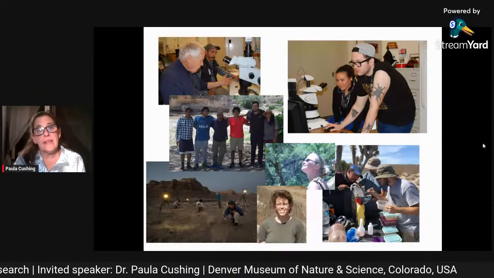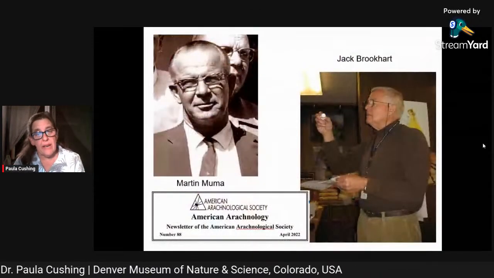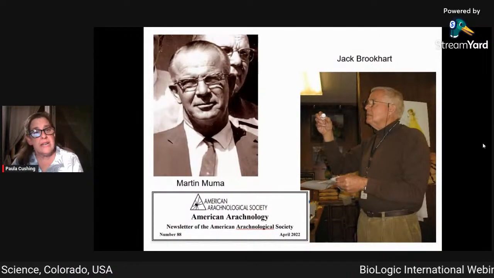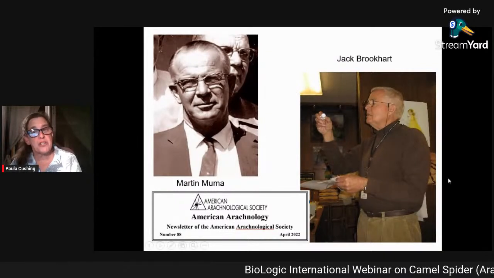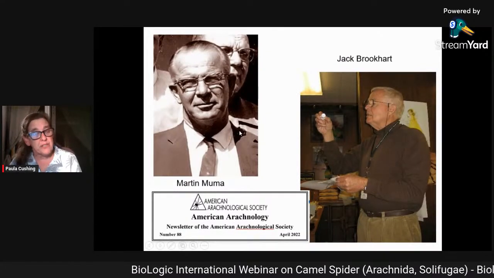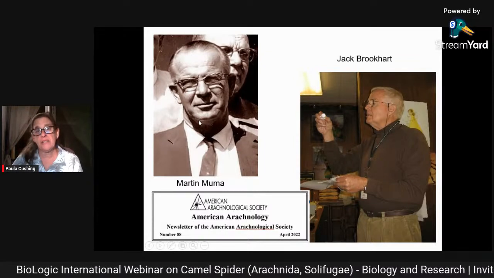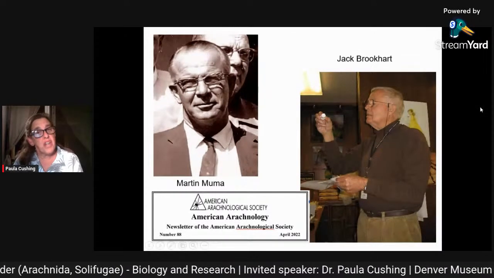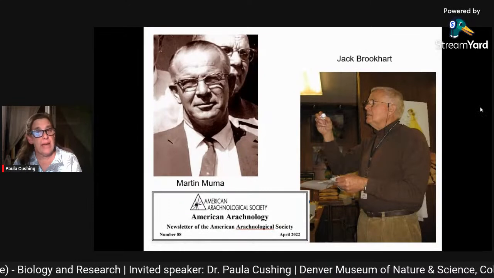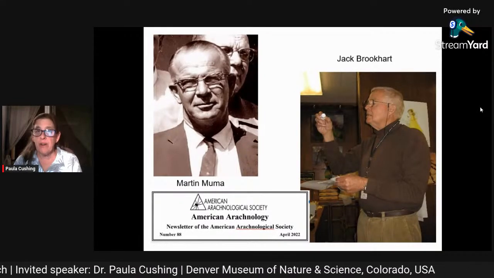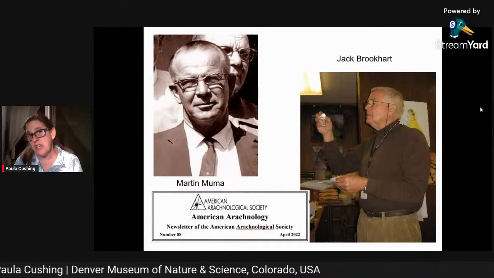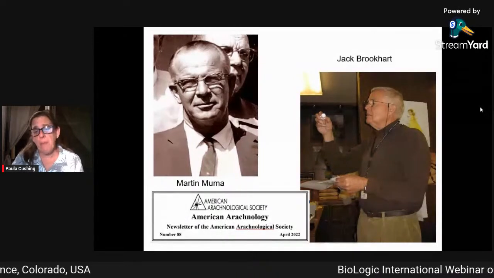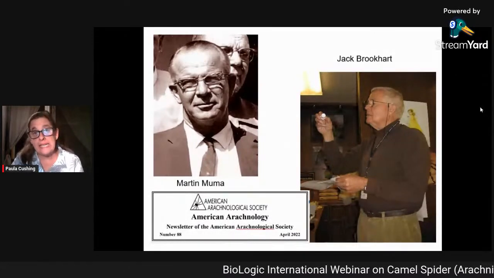All of the work that my lab has done is built upon the foundational research of these two gentlemen shown here, Dr. Martin Muma and Mr. Jack Brookhart. Jack Brookhart received his master's degree from Martin Muma. Martin has passed away. Jack Brookhart is still very active in this field of study. Jack comes into my lab and works in my lab one day a week. And Jack has been very involved in training the next generation of scientists to study this group of organisms. Jack has been publishing on Solifugids since the 1960s.